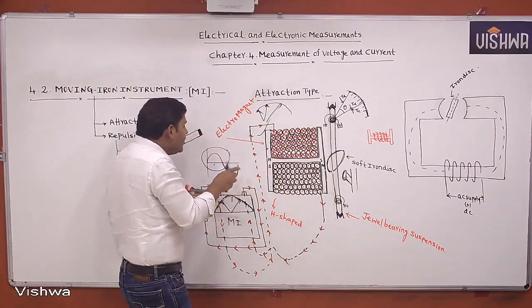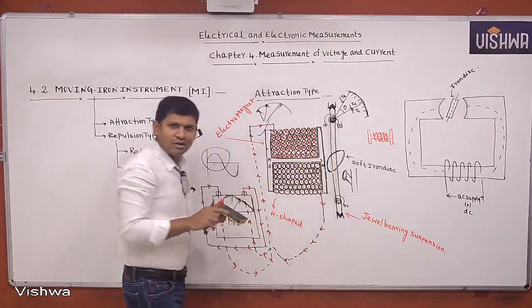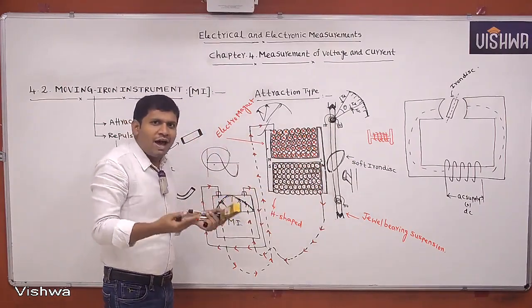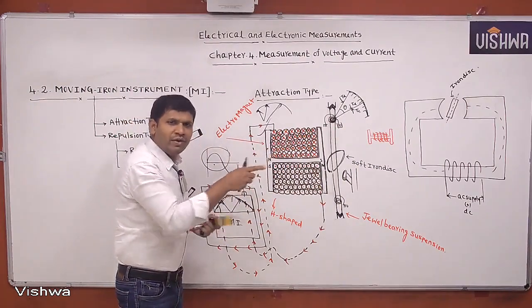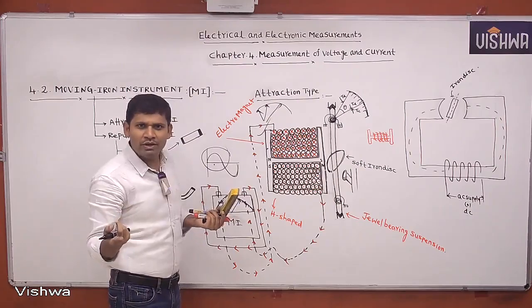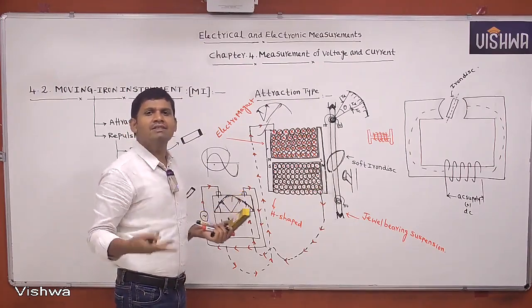That's why, even though it is an alternating supply, always the torque is in one direction. Once the torque is in one direction, the pointer is continuously moving. Whenever deflecting torque equals controlling torque, the pointer comes to the steady state, then the meter shows the required reading. Hence it works for AC.